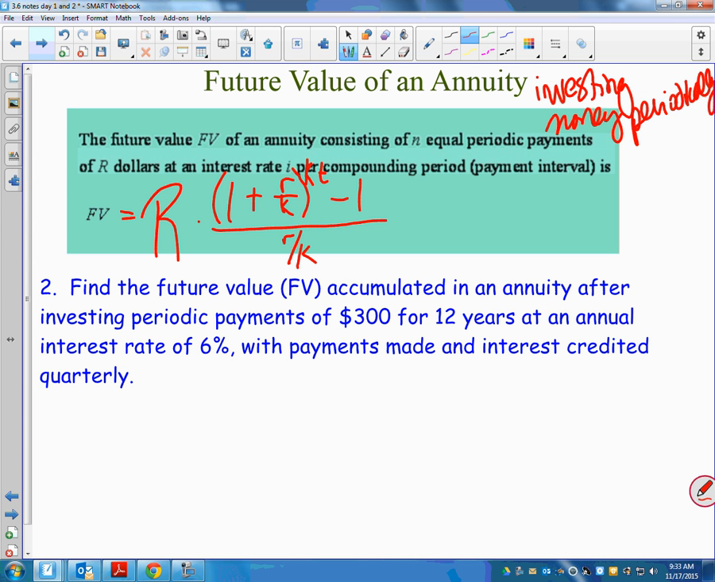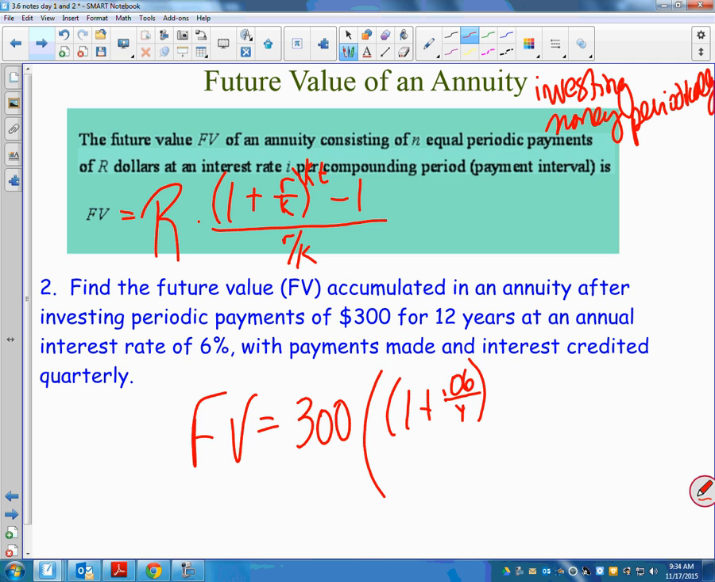So this one's just practicing the formula, right? Let's just see if we can do this. Much harder if I said solve for the interest rate, it gets a lot more complicated, right? Or solve for time, it gets a lot more complicated. So I'm going to say 300 times, I always do it like the parentheses and I do times 300. It's up to you. You could just put the 300 on top, I guess. 1 plus 0.06 divided by, what is my K in this problem? 12 years, so it's 4 times 12, which I'm just going to type as 48. I put that in my calculator. Minus 1, all divided by 0.06 divided by 4.